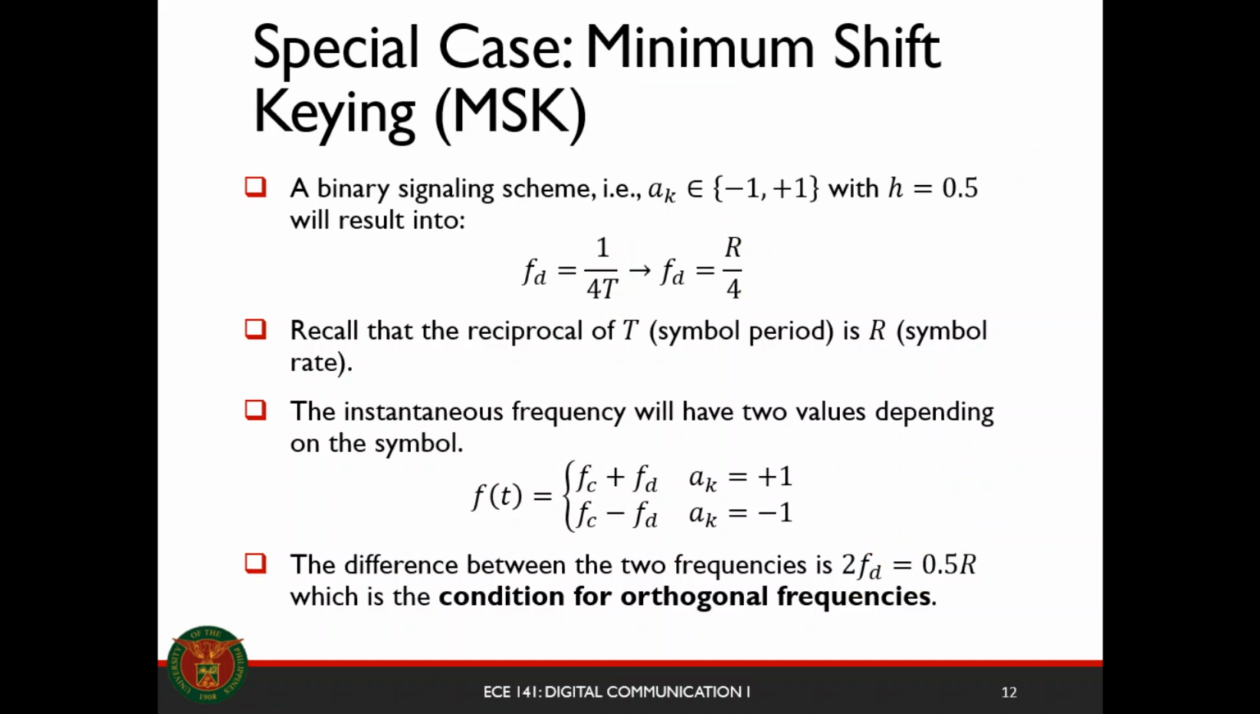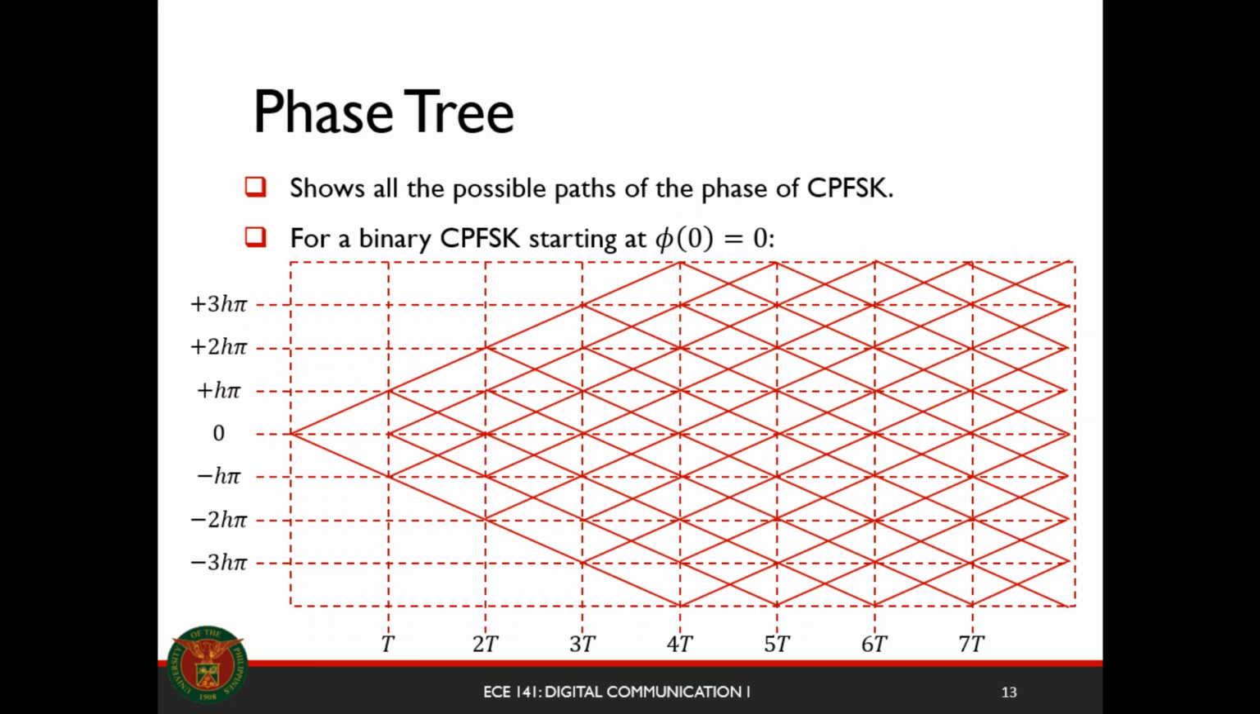Okay? So one way to view the states in your CPFSK signal as a function of time is to use the phase tree. So this is the phase tree. It shows all the possible paths of the phase of your CPFSK for a binary CPFSK starting at phi of 0 equal to 0. The list of possible paths that this phase takes, you can see it right here. So these are all the possible paths from here to here to here, then going up, and so on. It could be here, always going up, and then it goes down. There are a lot of possible paths, basically.